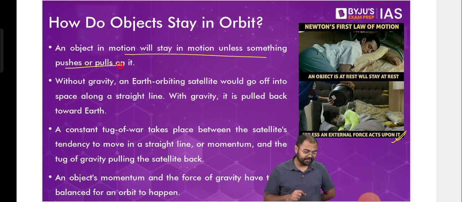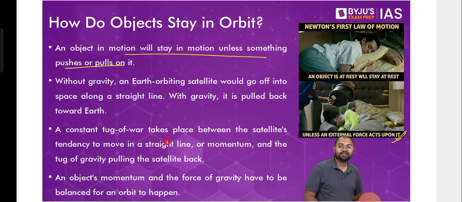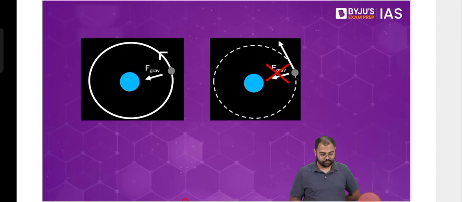Now, overall, when it comes to launching a satellite, just understand the basics of what we are doing. Why are we talking about Newton's first law? An object at rest remains at rest, an object in motion remains in motion unless acted upon by an external force. Newton's first law basically talks about balancing of forces.